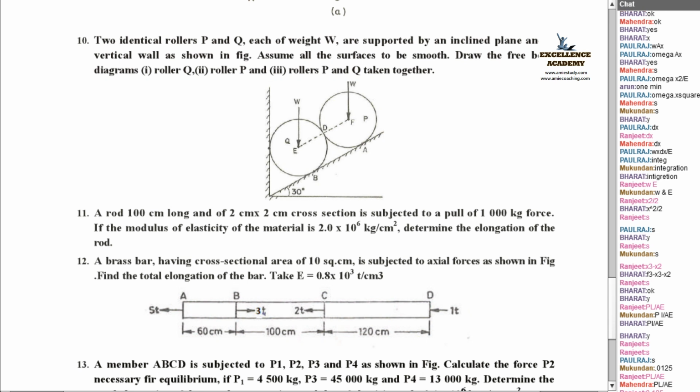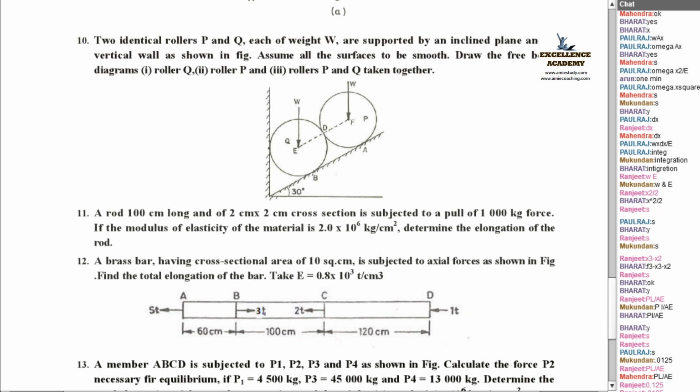Then what is P there? P is 1000. Then L is 100. A is 2 into 2, that is 4. Then E is 2 into 10 raised to 6. Is it necessary to convert the units? No need, because all are in centimeter and kilogram. No need of changing the units. So your final answer will be 0.125 unit.